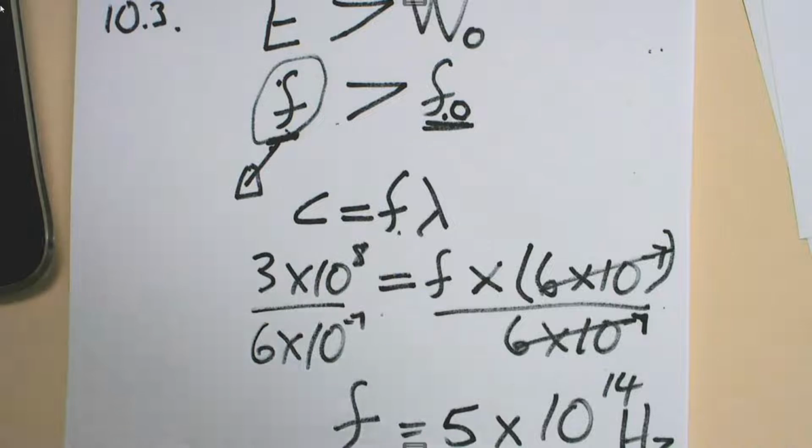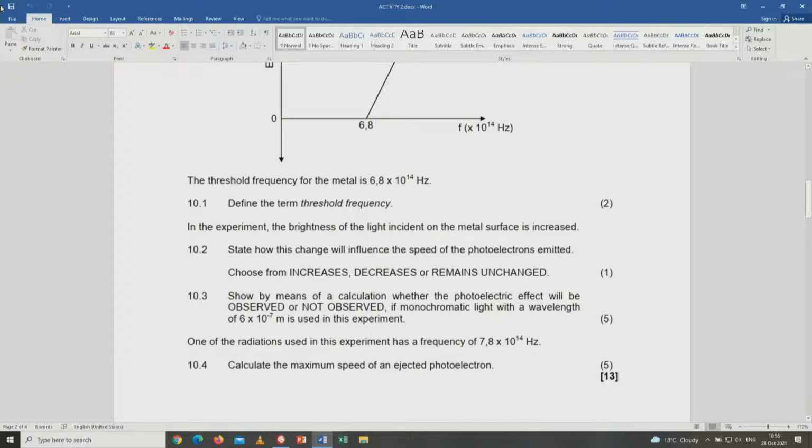So we look at the question. On the question, the threshold frequency, where our graph cuts the frequency axis or the x-axis, that is our threshold frequency. So the threshold frequency of this metal is 6.8 times 10 to the power 14. But the frequency of the light that we have calculated is 5.